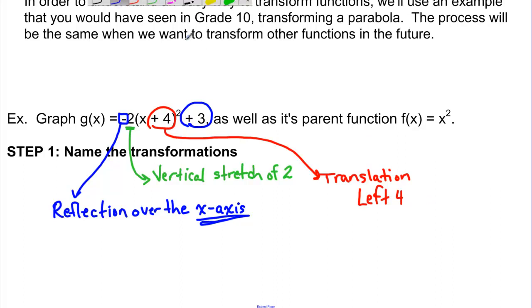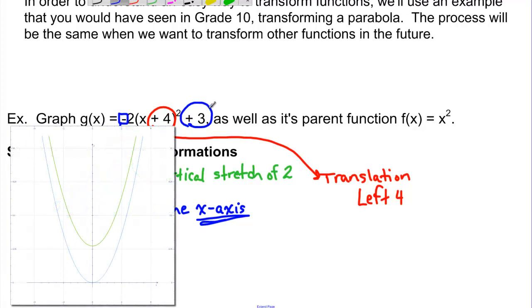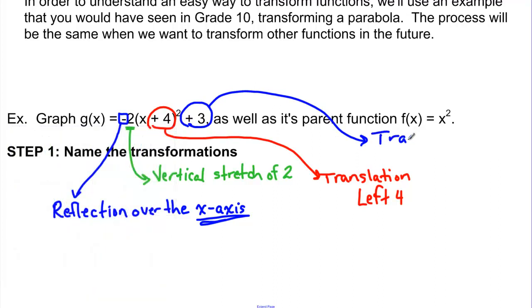And last but not least, this plus 3. We recognize this plus 3 is the number off by itself, not attached to the squared or multiplying the brackets. This tells us whether the parabola is moving up or down, a vertical translation. And so this plus 3 tells us we're translating up 3 units. So I have a translation up 3.